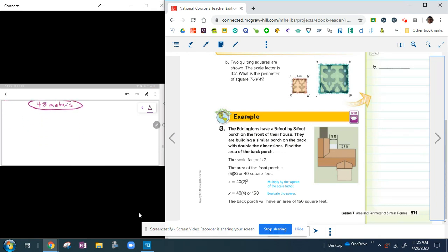So let's look this over. The Eddingtons have a 5-foot by 8-foot porch on the front of their house. They're building a similar porch.